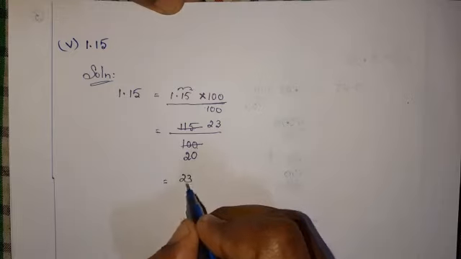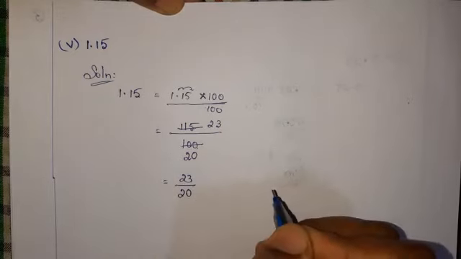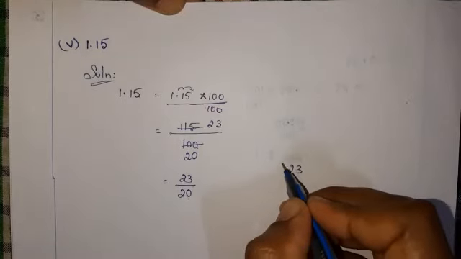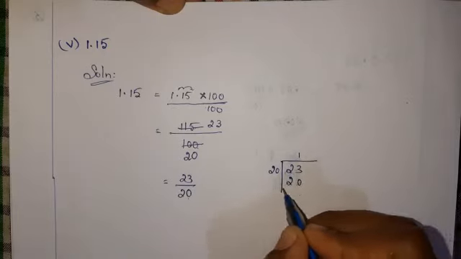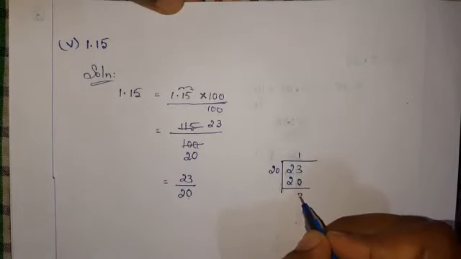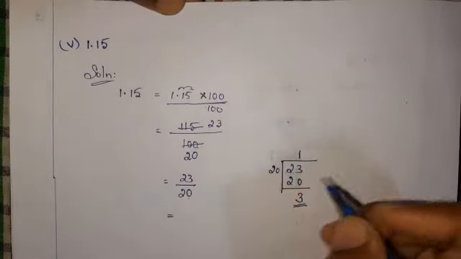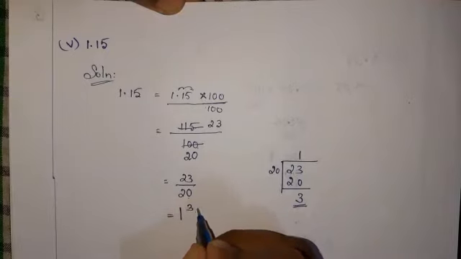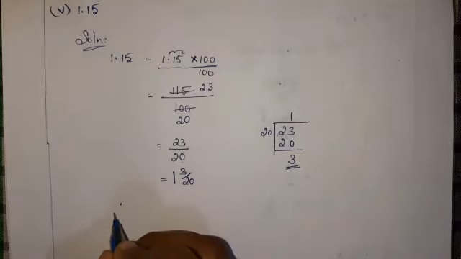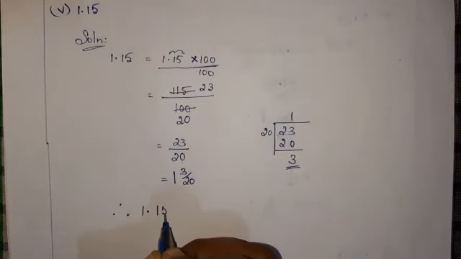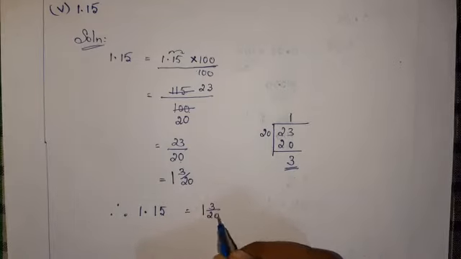Now check here. If the numerator is greater than the denominator, you must change. That is 23 divided by 20. 1 20 is 20. Therefore, the remainder 3 minus 0 is 3. 2 minus 2 is 0. Therefore, you can write the quotient, that is 1. Remainder is 3 divided by 20. Therefore, 1.15 can be written as 1 3 by 20. That's all.